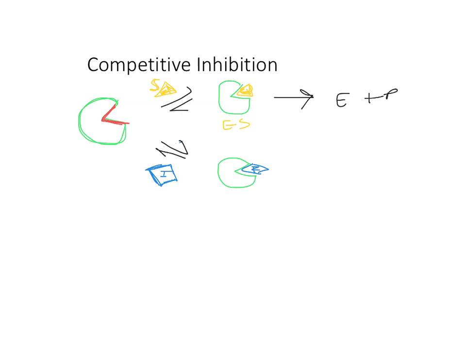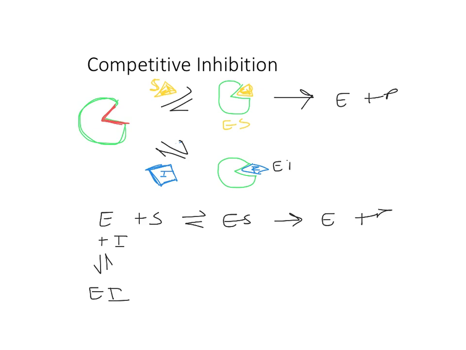Another way to represent this is we can have E plus S, and if S binds, then we form the ES, and everything proceeds as normal to E plus P. However, if I binds first, then we could get an EI interaction. This right here is EI, which of course will not continue on to product.